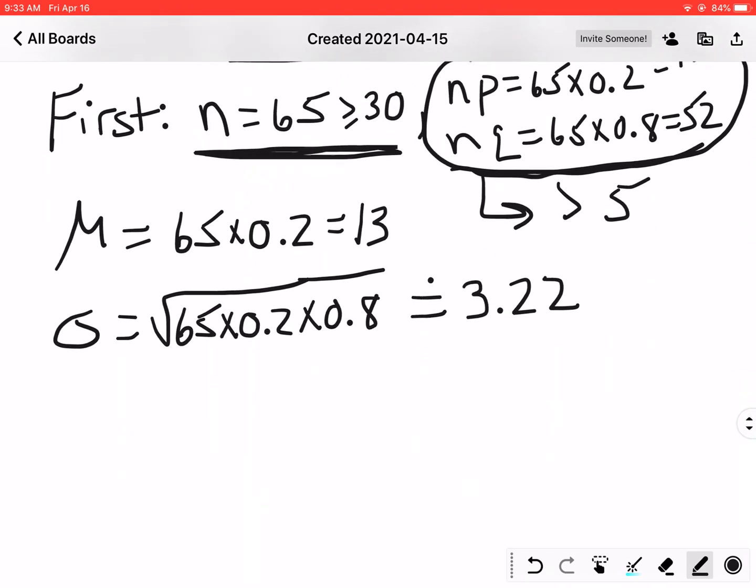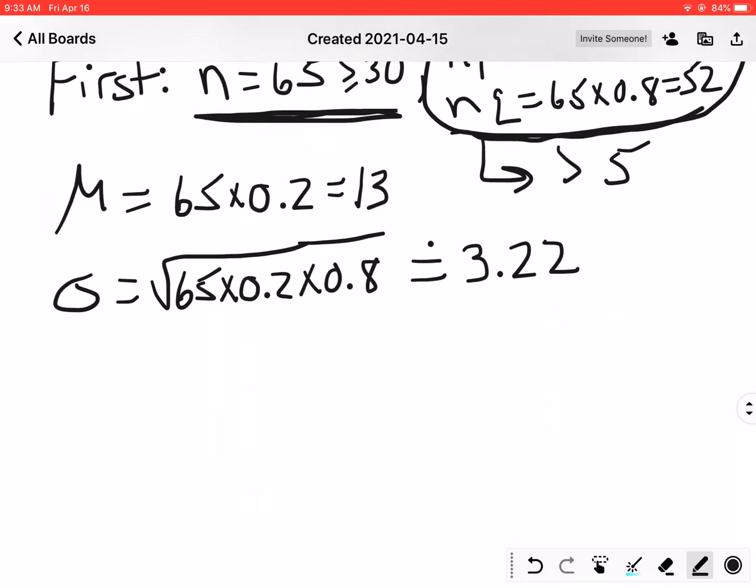When we do this, we have to do a couple of calculations. We have to figure out the mean, and we use the Greek letter mu for this, and the standard deviation. So we've done those two calculations. And by the way, the mean should make sense, because if you guess on 65 of them, you should get 20% of them right on average, and 20% of 65 is 13.